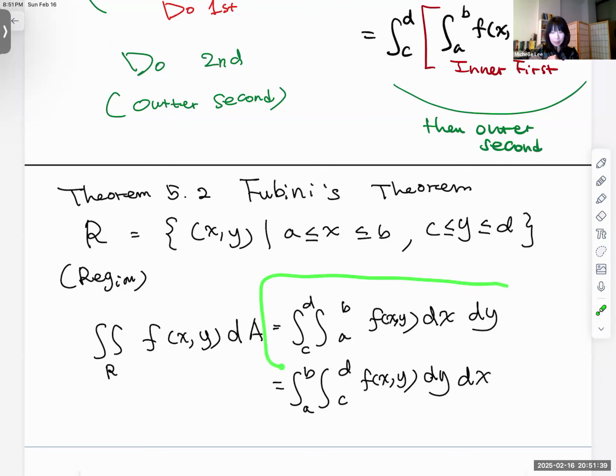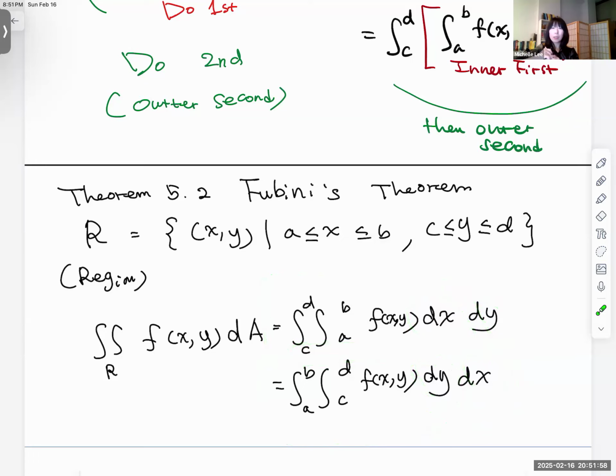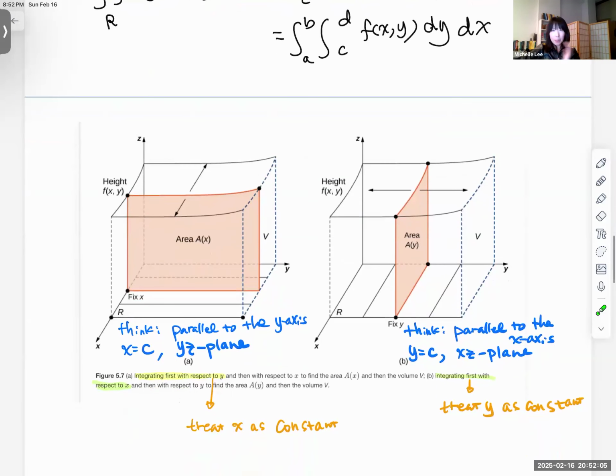Then they are the same. Whether we integrate dx first, meaning with respect to x first and then y, or we integrate with respect to y first and then x, we get the same answer. All right? Okay, let's take a look at this picture from your textbook.